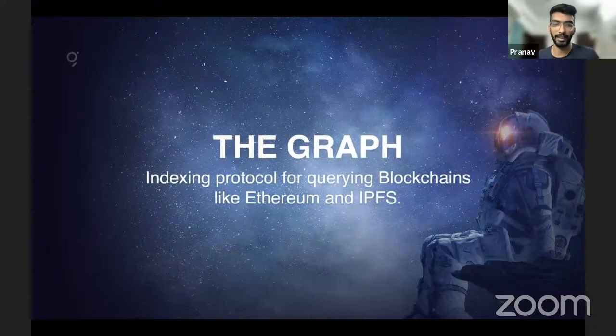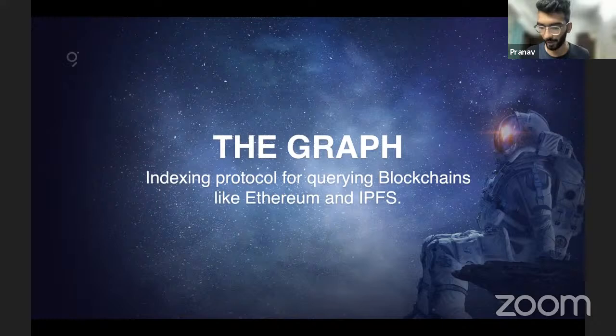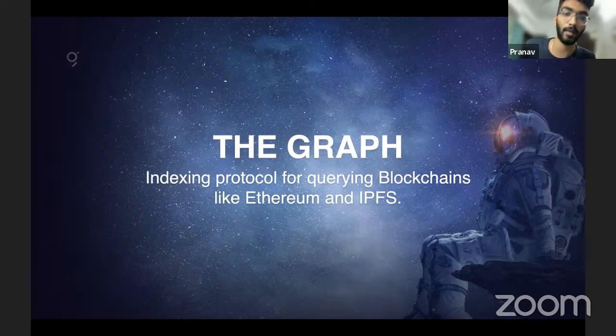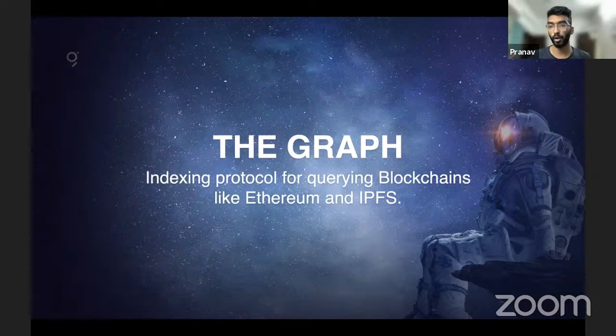The Graph is an indexing protocol for querying blockchains like Ethereum and IPFS. The basic intent of creating the Graph is that whatever information exists on the blockchain, you have to get it in a decentralized fashion. You can query it via APIs, and that's possible only via the Graph protocol in a decentralized fashion as of now. That's why we call it an essential part of the Web3 stack. There are many protocols where you can get information from outside into the blockchain. Similarly, with the Graph protocol, you can get information from the blockchain to the outside world, right?